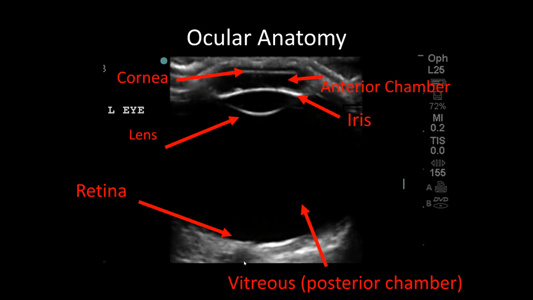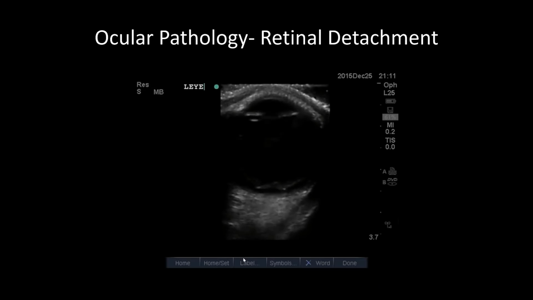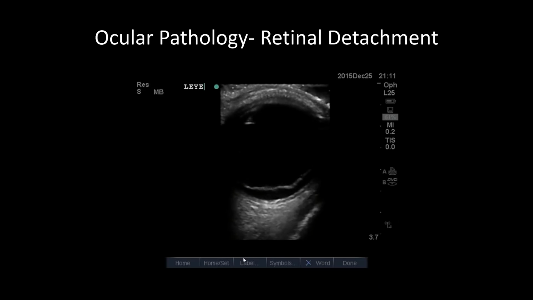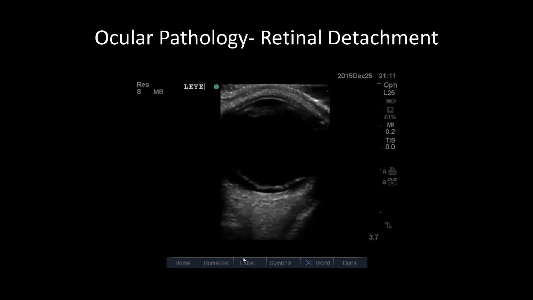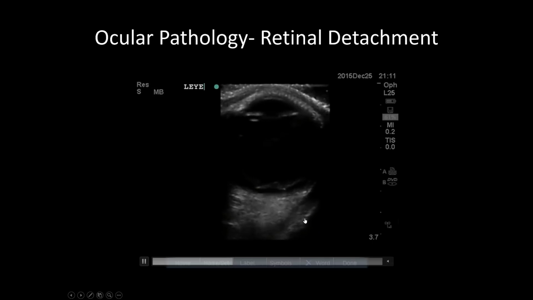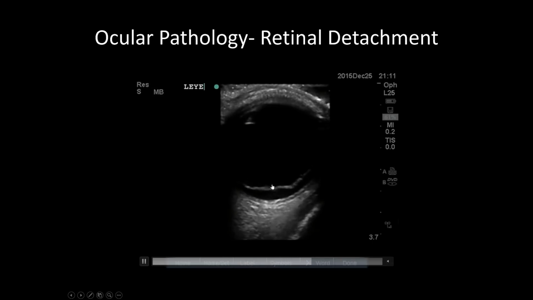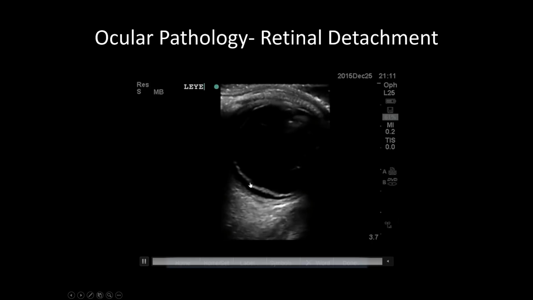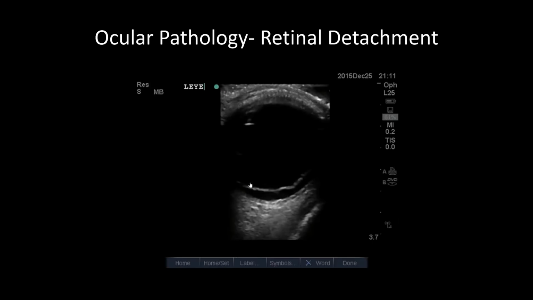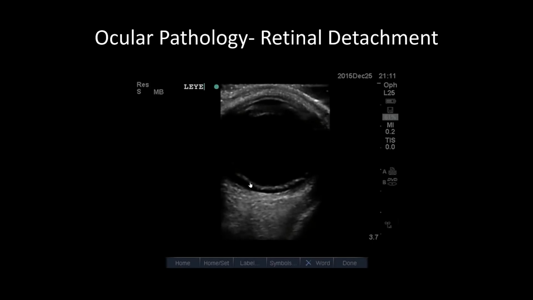And the retina, which is typically not seen unless pathology exists, will be in the far field here. The optic nerve will be this hypoechoic structure just posterior to the retina. When pathology such as a retinal detachment exists, we will see movement in the posterior chamber. Here we can see this nice hyperechoic line that wiggles as the patient looks left to right. This is a retinal detachment.